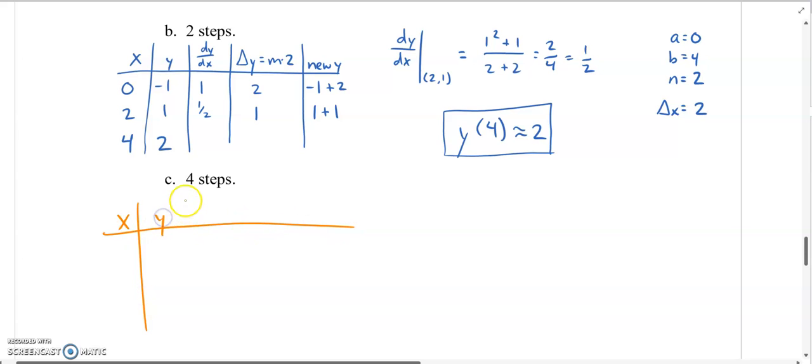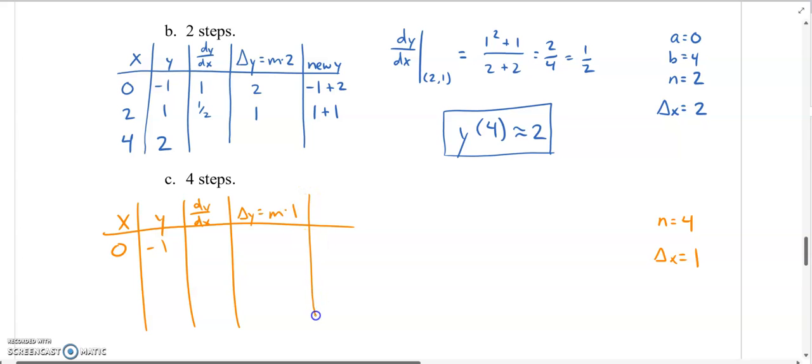Okay. So starting at the same place again, we have the initial value of 0, -1. And delta y this time is going to equal our slope times a new delta x value. Again, we're going to change n equal to 4, so delta x is going to equal 1. So whatever we get for dy dx, we're going to multiply that by 1. Of course, that's not going to change. So dy dx and delta y are going to be the same in this particular example.